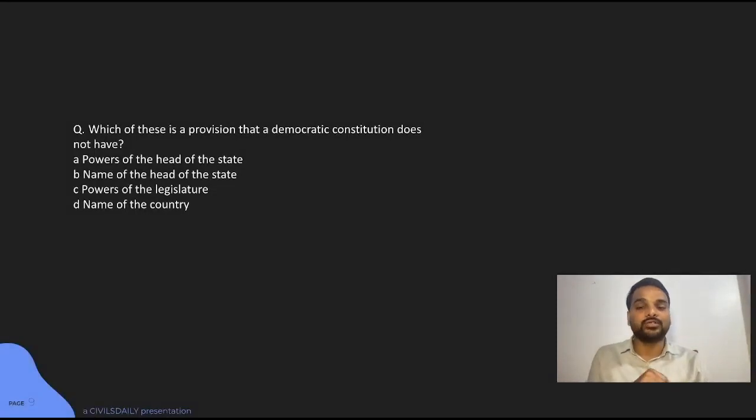Now, taking a question: which of these is a provision that a democratic constitution does not have? This is a question related to your republic. See, if you name the person who is the head of the state, if you say that Elizabeth II is the head of state in the constitution itself, it means someone or some family is a permanent person. So you cannot have the name of any person. You can have the name of the post, but not the name of the person. Then it becomes permanent, it becomes hereditary, and it is not a republic. So a democratic constitution cannot have the name of the head of the state.